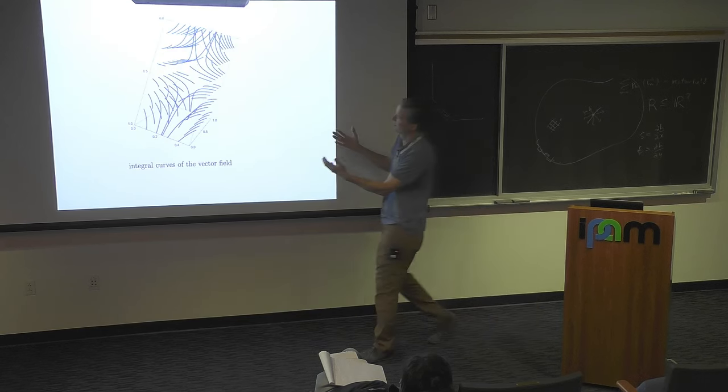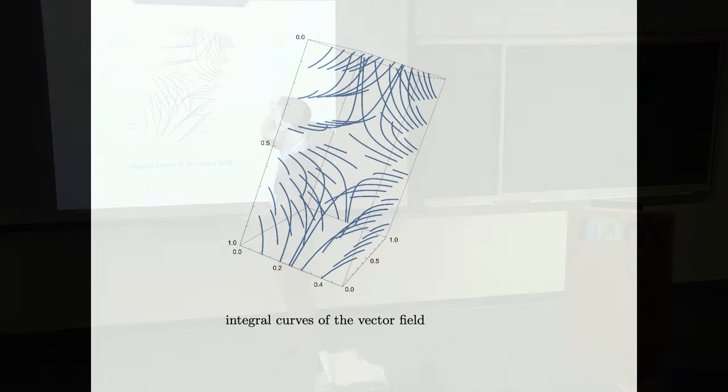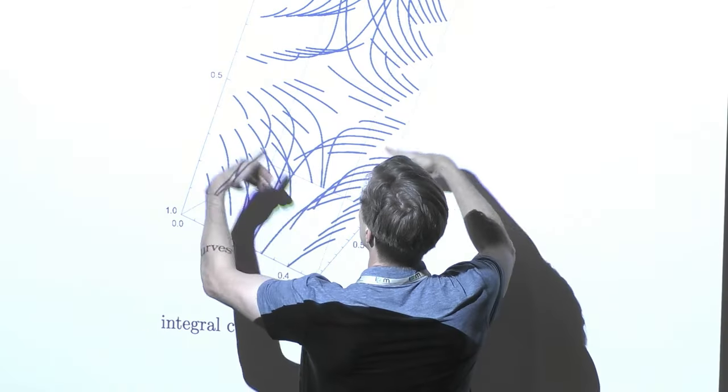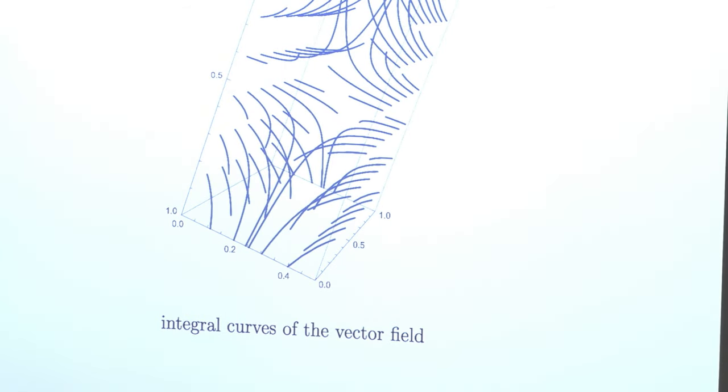And I tried to draw some integral curves of the vector field. I should have drawn a three-dimensional picture, but there's a projection of it. These are just the integral curves of that vector field, and you can see they kind of come in perpendicular to the boundaries and then curve around and exit.